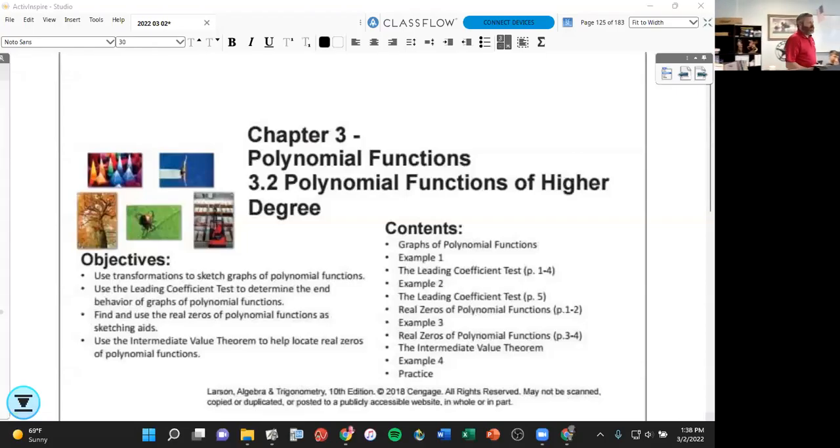3-2 polynomial functions of higher degree. We're going to be looking at transformations. We're going to sketch these polynomial functions, figure out what the heck a polynomial function is. That might be a good idea. Leading coefficient test. You remember what a leading coefficient is?